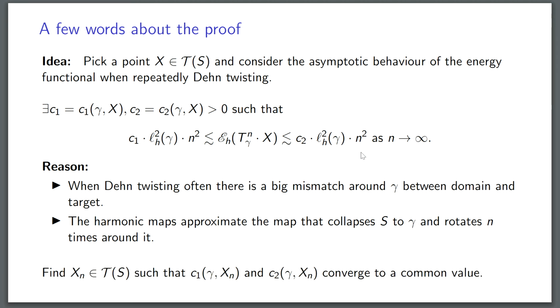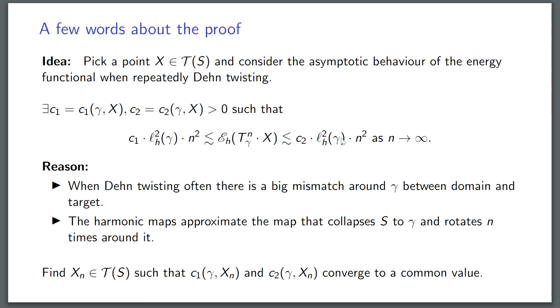And now to finish the proof, we find a sequence of points in Teichmüller space such that these constants C1 and C2 converge to a common value. What you can then do is divide these inequalities by n squared, let n go to infinity, and what you see then is that you have in the middle a value that's entirely determined by the energy spectrum of our function. And on the right or left hand side, we can read off the length of our curve gamma in the target manifold. This is possible because C1 and C2 converge to the same common value.